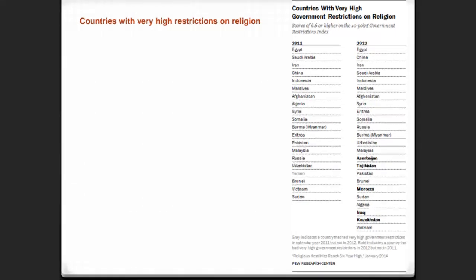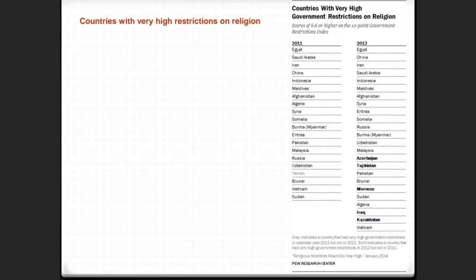All right, countries with high restriction on religion. Several countries have been listed as countries that restrict religious tolerance, or countries that tolerate other religion. So some of the countries, as at 2011, that have restriction on religion include first and foremost Egypt, Saudi Arabia, Iran, China. China restricts any religion. China doesn't want religion at all. Indonesia, Maldives, Afghanistan, even Afghanistan wants a total Islamic state, you know. Algeria, Syria, Somalia, Burma, Eritrea, and of course Pakistan, Malaysia, Russia. Russia also tends to restrict religion. Uzbekistan, Yemen, Brunei, Vietnam, and of course Sudan.